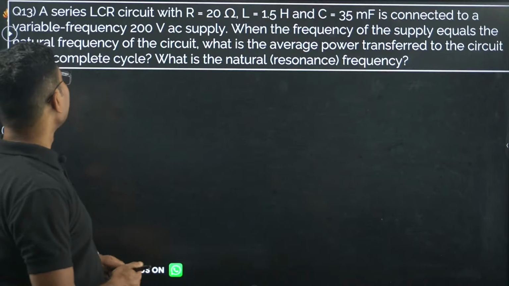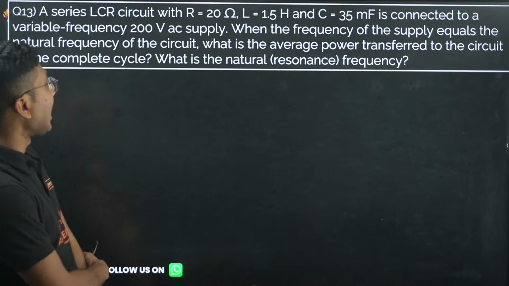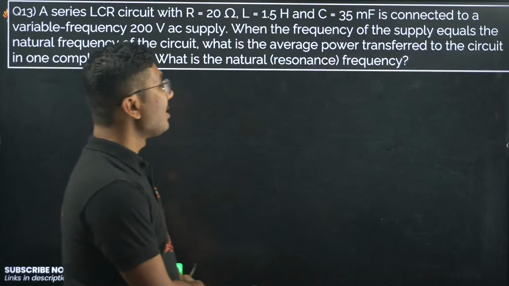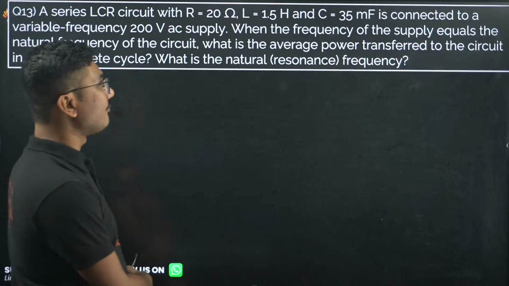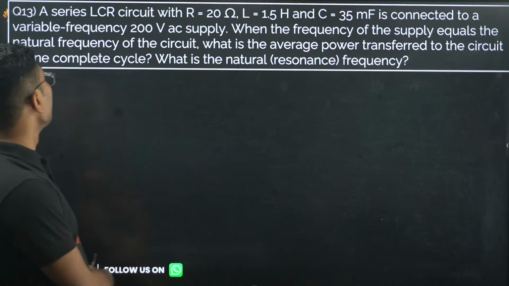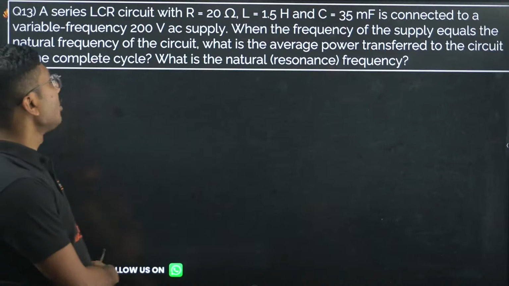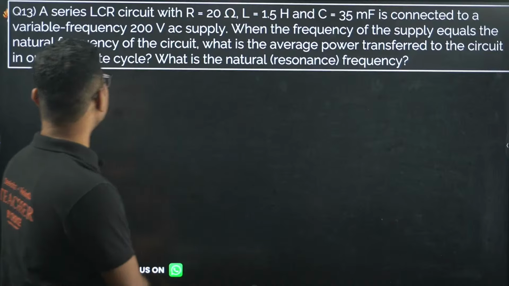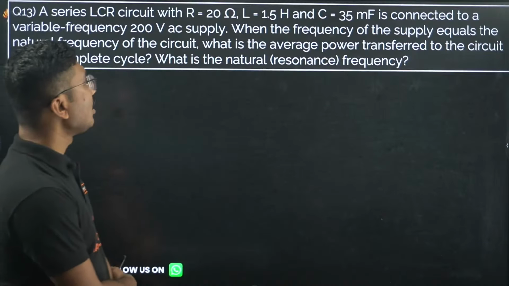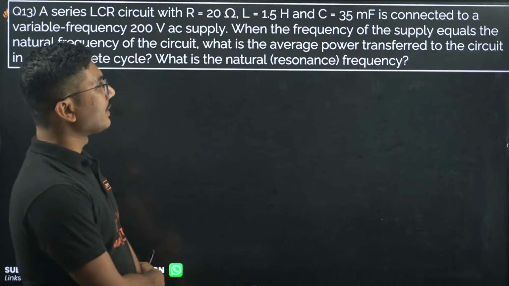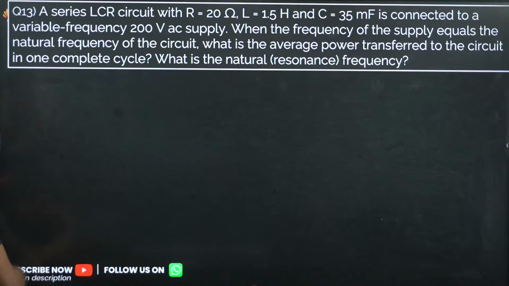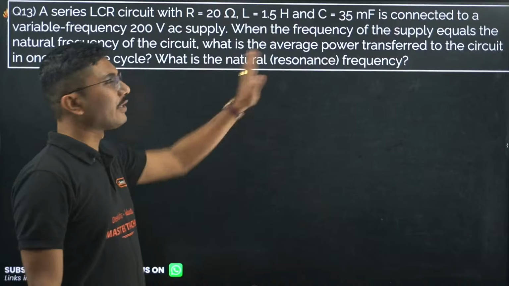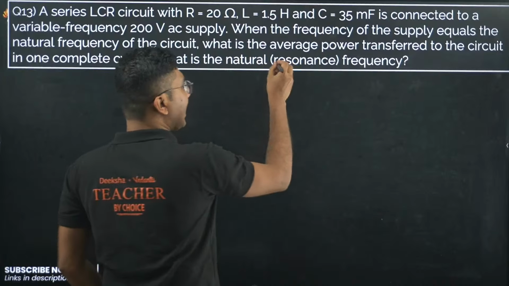Yes, next question. A series LCR circuit with R equals 20 ohm, L equals 1.5 henry and C equals 35 millifarad is connected to a variable frequency 200 volt AC supply. When the frequency of the supply equals the natural frequency of the circuit, what is the average power transferred by the circuit in one complete cycle? What is the natural frequency?